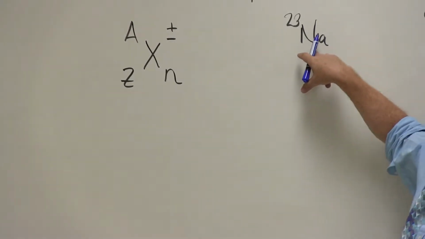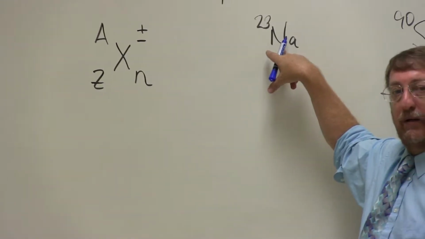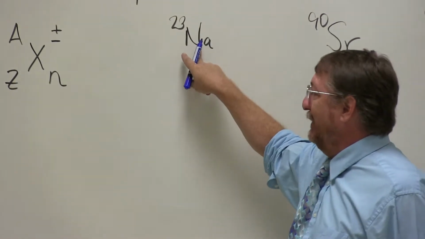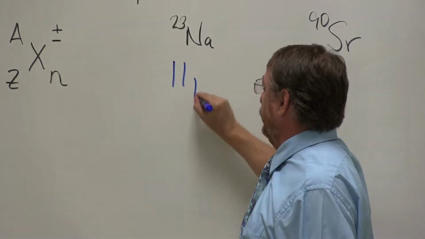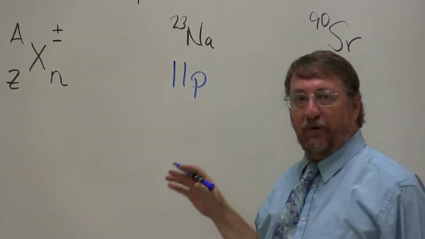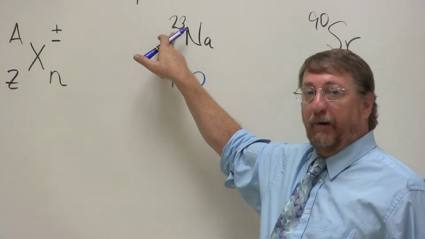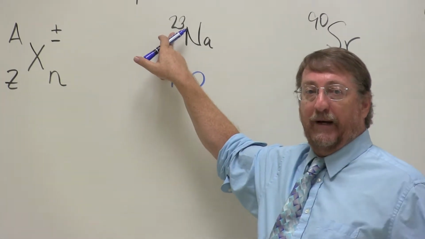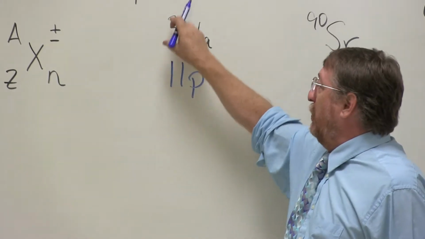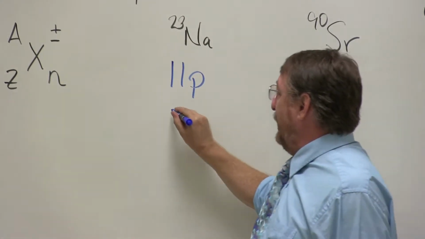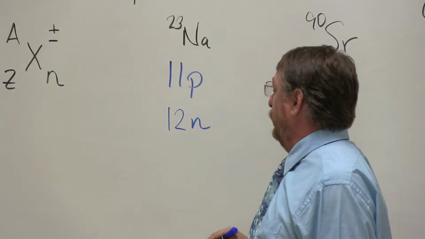Let's go through some examples. We have sodium 23. Okay, to be sodium is to have 11 protons. So sodium has 11 protons because it's sodium, not because this is 23, but because it's sodium. All sodium atoms have 11 protons. Well, if the mass number is 23, then it has to have 12 neutrons.